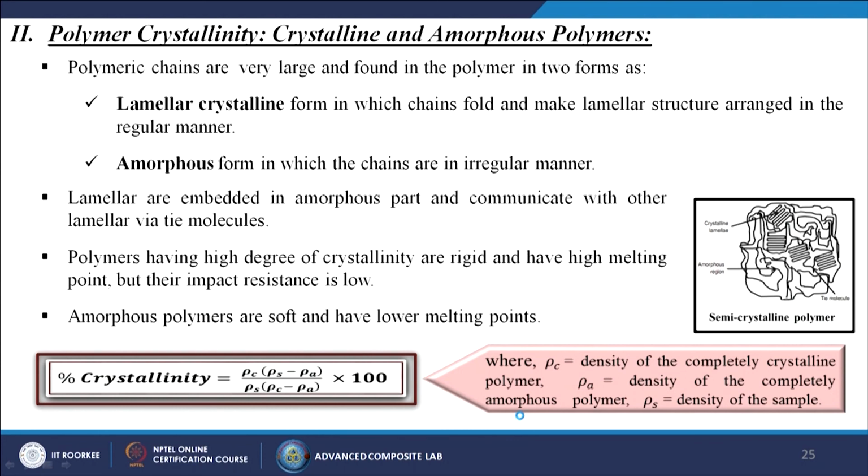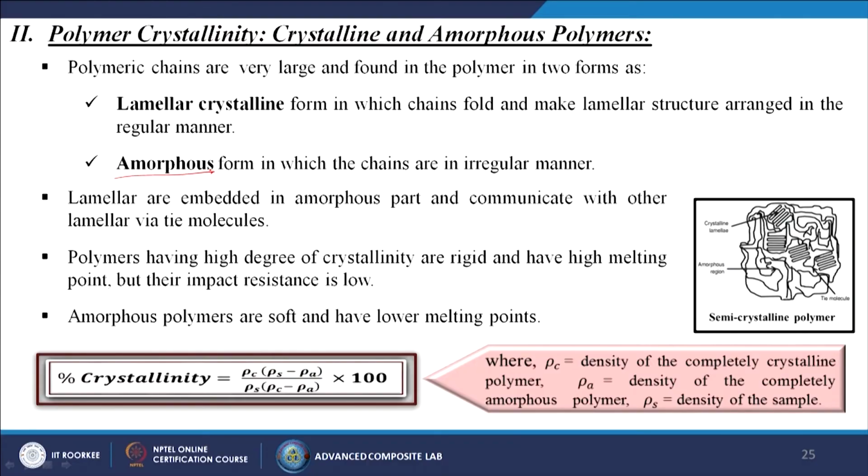Now, we are going to discuss polymer crystallinity. From this particular slide we can get information about crystalline and amorphous polymers. Generally polymer chains are very large, as I already told you, and are found in the polymer in two forms: one is the lamellar crystalline, another is called the amorphous. What is lamellar crystalline? In which the chains fold and make a lamellar structure arranged in a regular manner. And what is amorphous? In which the chains are in an irregular manner.